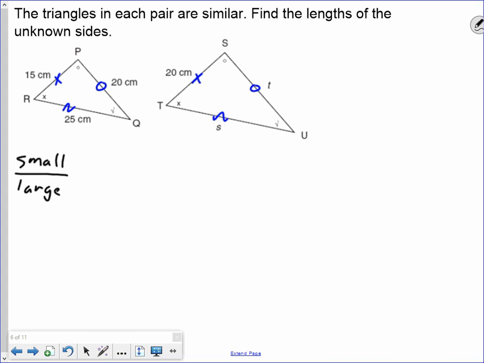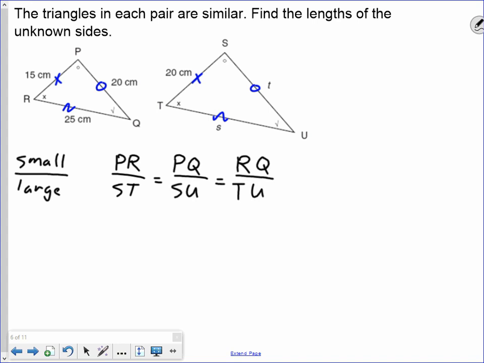So let's see, we've got side PR, which corresponds to ST. We have side PQ in our small triangle, which corresponds to side SU. And then finally, RQ corresponds to TU.